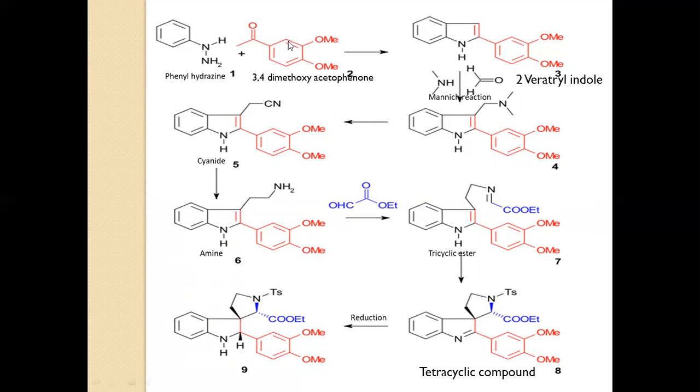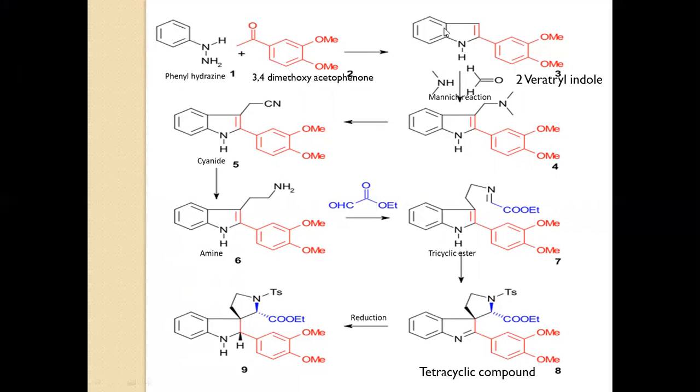3,4-dimethoxyacetophenone. This is again a phenyl ring having 2 methoxy groups, at the third and fourth positions, and COCH3, that is the acetyl group. We call this 3,4-dimethoxyacetophenone. So phenyl hydrazine reacts with 3,4-dimethoxyacetophenone and undergoes a condensation reaction. They just combine with one another with the loss of a water molecule.